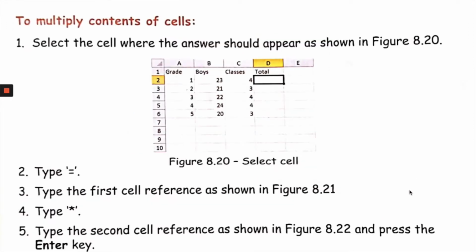To multiply contents of cells, select the cell where the answer should appear as shown in figure. Here, the first column is grade, the second column is for boys, the third column is for classes, and total shows the number of boys in each class. So, for that, we have to type equal to. Type the first cell reference. The first cell reference can be either the boys of the class or the number of classes. And type star. Type the second cell reference and press the enter key.